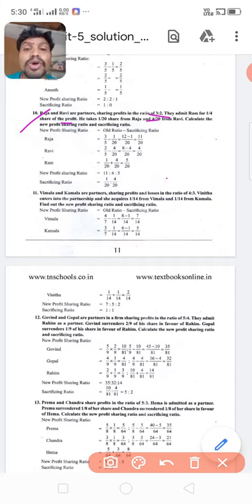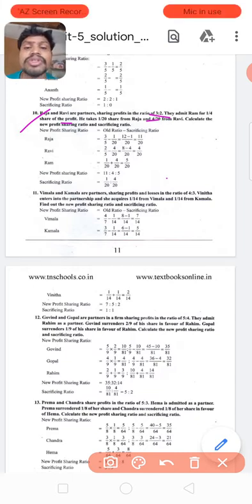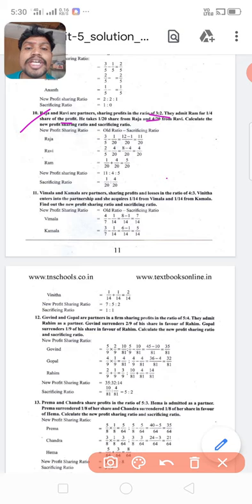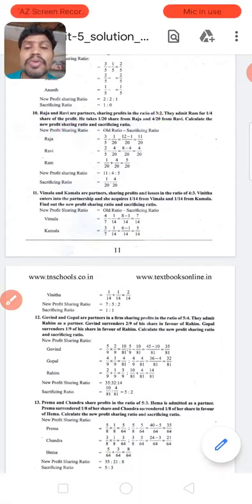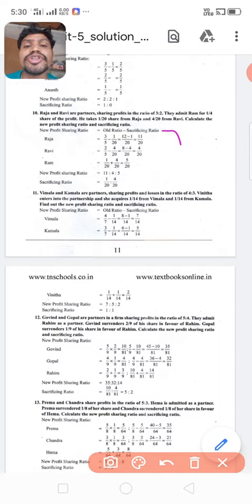So both persons sacrificed. So we know the sacrifice ratio: 1/20 is to 4/20. We are going to calculate both the new ratio and the sacrifice ratio. What is the new ratio formula? Old ratio minus sacrifice ratio.